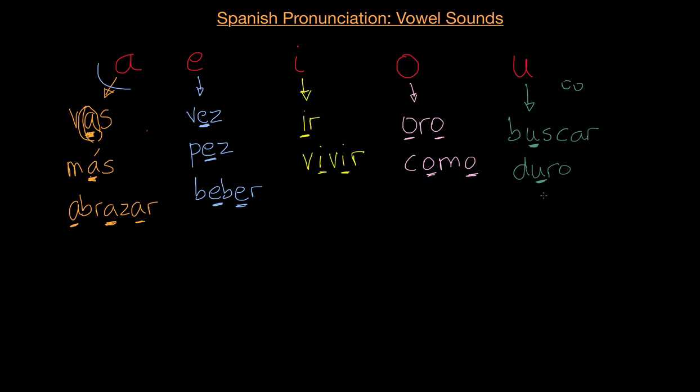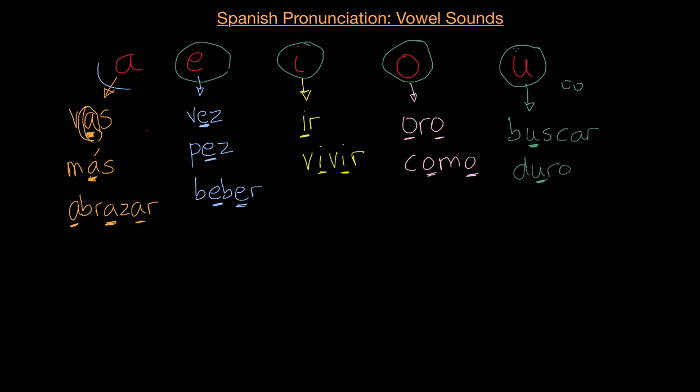Buscar, duro. So I will go again through these five vowels, reminding you of the sound of each of them. Also, you try and think about it before I say it. So remember, this letter, in Spanish we pronounce it A. This one, in Spanish, is E. This one is in Spanish I. This one is in Spanish O.